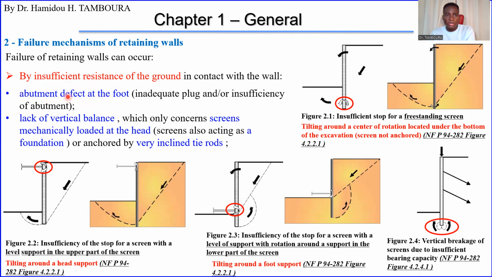The first case is abutment, where the length in the ground is not enough. The second case is the bearing capacity itself. So this is the first category of failure mechanisms of retaining walls. Let's go to the next category.